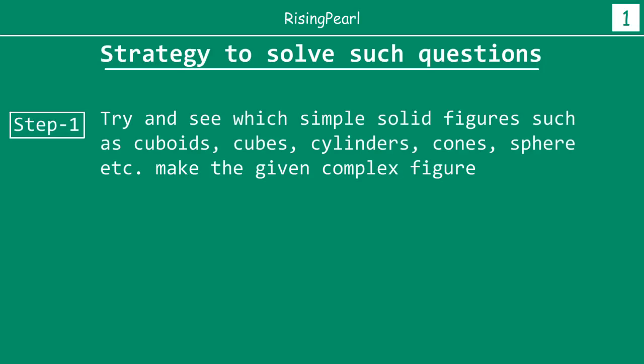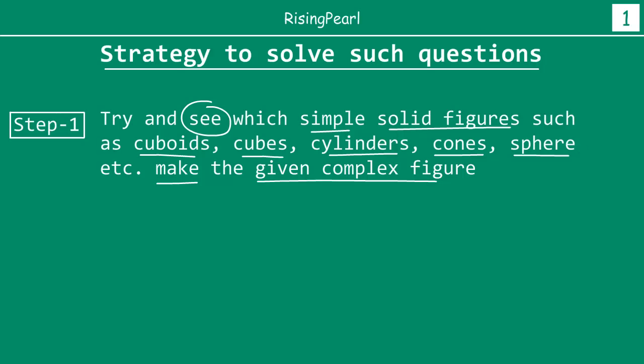So it's a three-step strategy. First step is we try and visualize in our mind which simple solid figures make up our given complex shape in the question. By simple solid figures, we mean the cuboids, cubes, cylinders, cones, spheres, hemispheres, etc. What combination of these simple solids makes up our given complex solid figure?